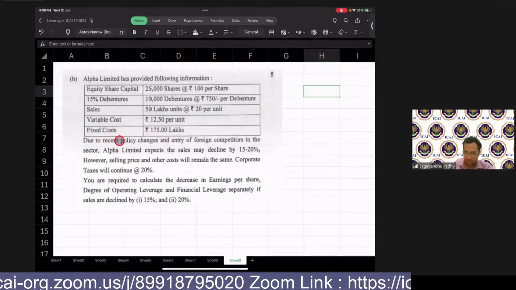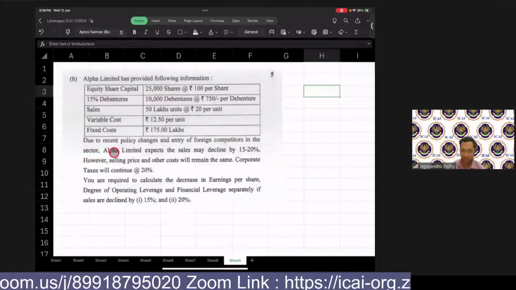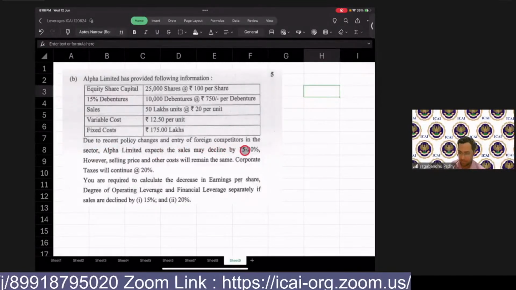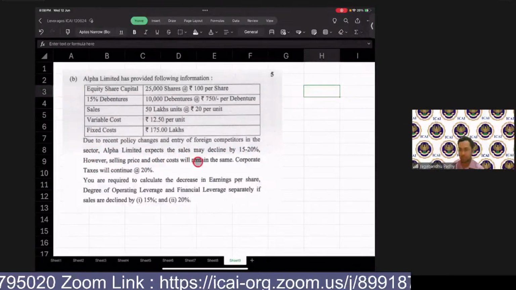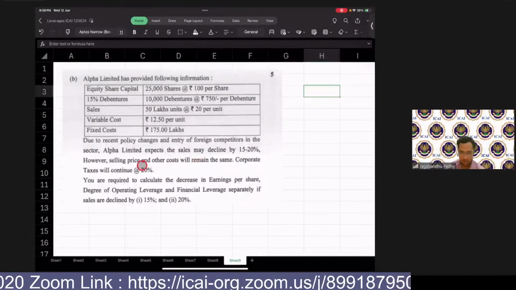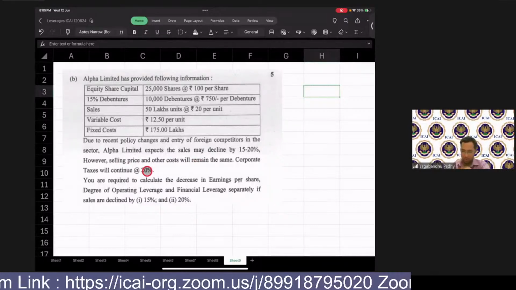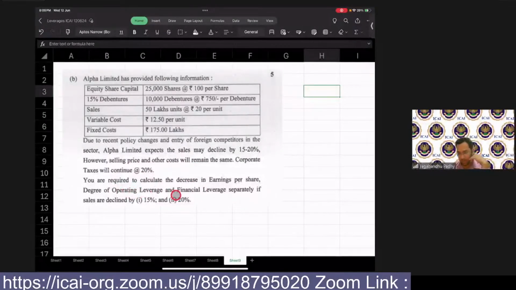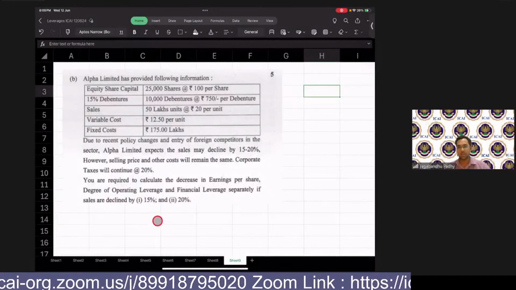Due to recent policy changes and the entry of foreign competitors in the sector, Alpha Limited expects that sales may decline by 15 to 20%. However, selling price and other costs will remain the same. Corporate taxes will continue at 20%. Required: calculate the decrease in earnings per share, degree of operating leverage, and financial leverage separately, if sales decline by 10% and 20%.